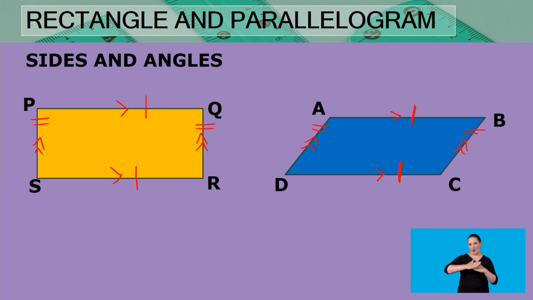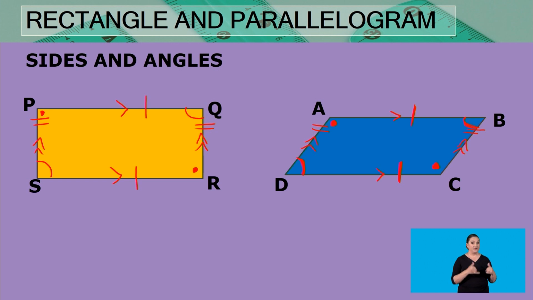What about the angles? Now with a parallelogram, we know that the opposite angles are equal. So angle D and angle B, they are equal. This also applies to angle A and angle C. Because they are opposite angles, they are also equal. Now this is the same for our rectangle. We know that the opposite angles are equal. So angle P will be equal to angle R, and angle S will be equal to angle Q.